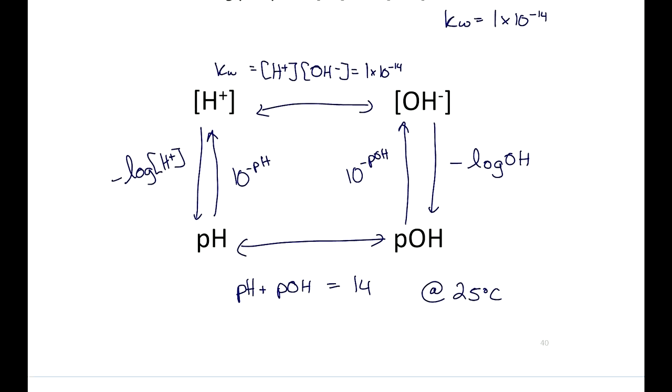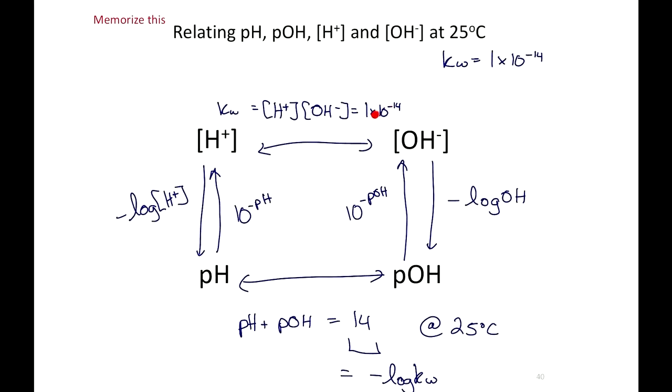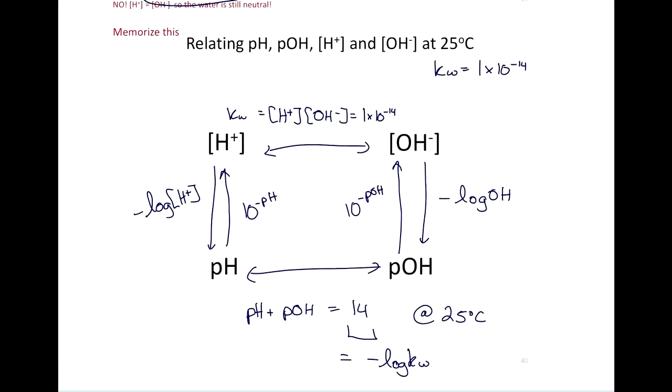And where that 14 comes from: 14 is actually equal to the negative log of KW at this temperature. If you take the negative log of 1 times 10 to the negative 14, you get 14. And that's where that 14 comes from. So why this magic square is magic is because if you know one part of this square, you actually know all three of them. They're all related by either KW or logarithms, and we'll be using them extensively.